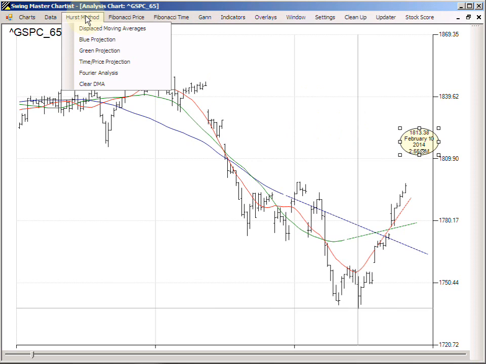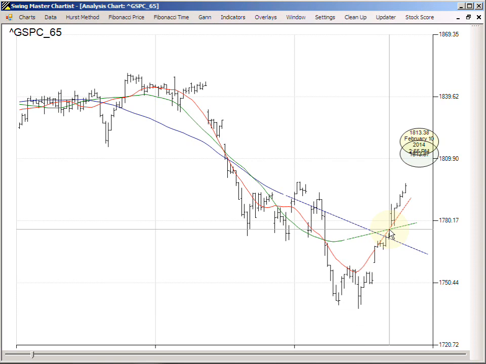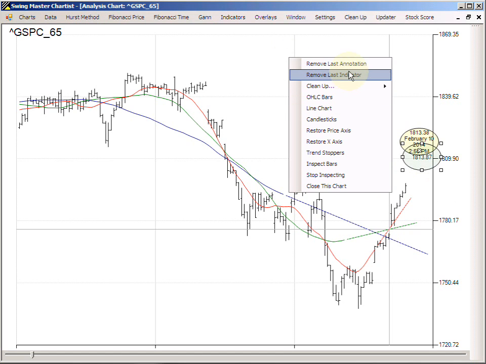And we'll just do another method. We'll do the green projection, and we'll start at the bottom, go up to the intersection of the red and the green, and this gives us a slightly different price, about 1813.87. So we're looking for this swing to get up to around 1813 early next week. All right, so let's get rid of those so we don't have to deal with them.